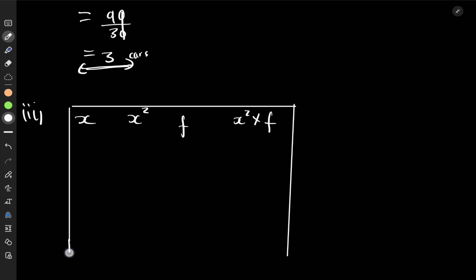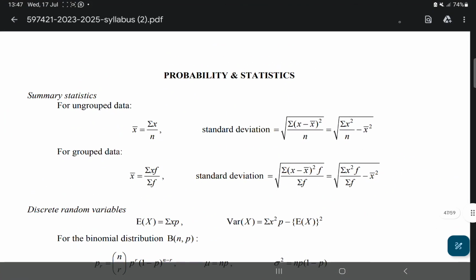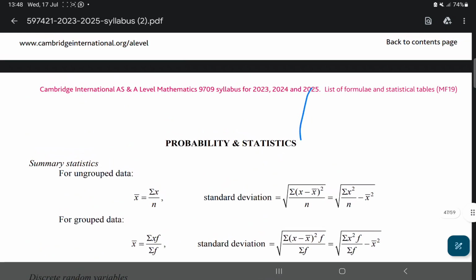We want to do standard deviation, right? So which formula do we use? Well, if we want to do standard deviation, then we go to the table, MF19. Which one should we use? Should we use the first one? The first one is out. Why is the first one out in this case? Because we have a frequency distribution. So the first one is out, right? Okay, so which one do we use if the first one is out? We use the second one, this one, right?